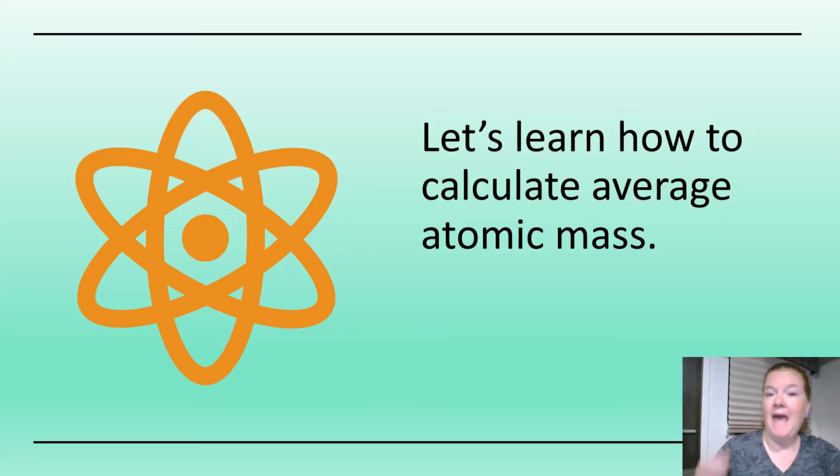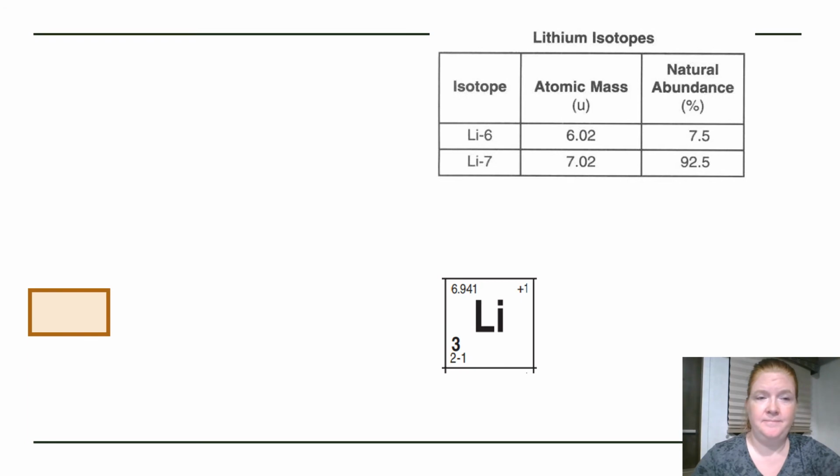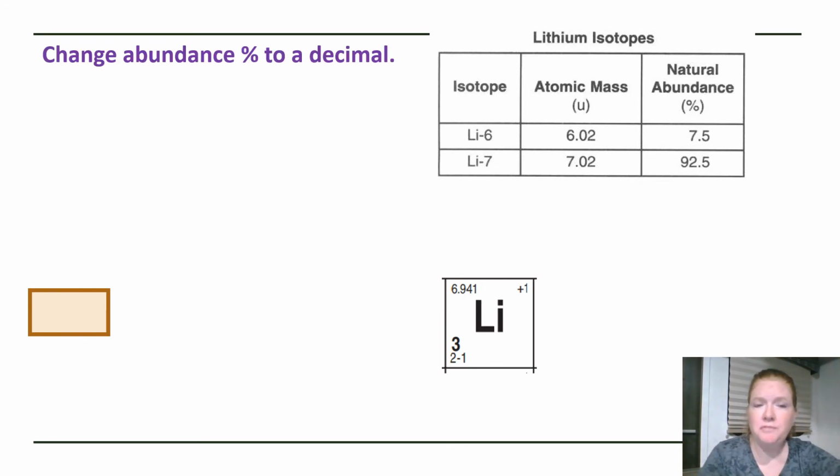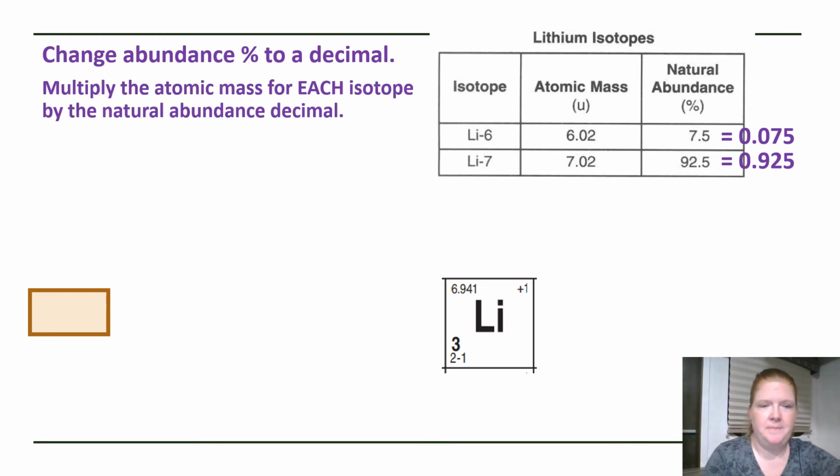Let's learn how to calculate that average atomic mass now. We know a lot of facts about it, but let's learn how to calculate it. Okay, here we go. First, change the abundance percent to a decimal. You move the decimal 2 places to the left. So there we go for 7.5, and there we go for 92.5.